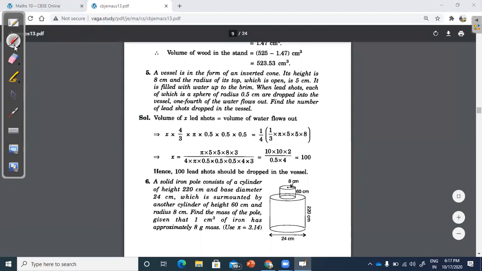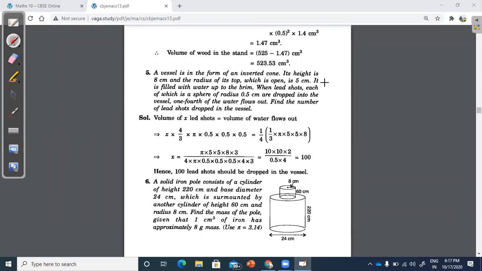So according to the question, a vessel is in the form of an inverted cone. So this is the cone, and this is filled with water and you are putting spherical shots. And 1/4 of the water is flowing out. So we have to find how many spherical lead shots were put in so that 1/4 is flowing out. So first you'll have to find out the volume of the water flowing out.